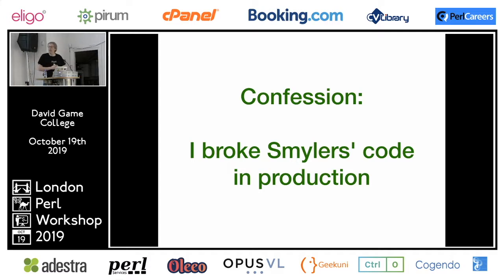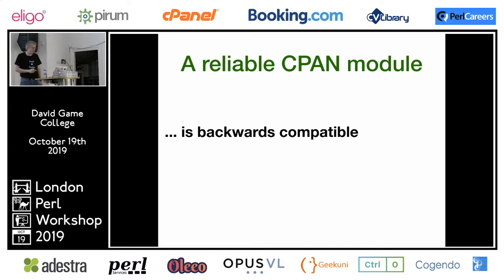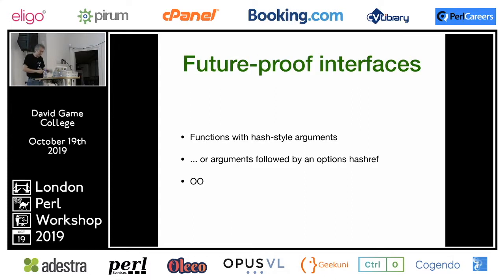A confession. I broke Smiler's code in production. I adopted someone else's module, and there was one part of the interface that looked badly designed. I looked on CPAN, no one else was using this module. I thought, fine, I can just go ahead and change this. Smilers came and gave a talk at LPW where he said Neil Bowers broke our production when he released this module with that change in. So a reliable CPAN module is backwards compatible. And there are some things you can do to make the interface for your functions and modules backwards compatible so that you don't break them like I did. But this was a long time ago, of course. I don't do this now.